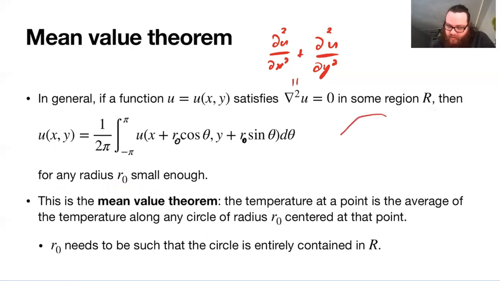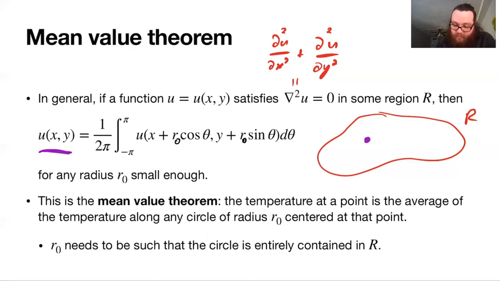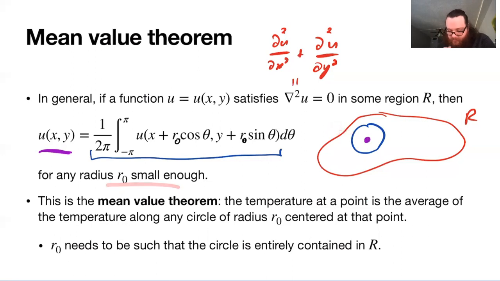Maybe I can draw a picture. Maybe this is our region R, and we have some function u that satisfies this in the region. What this is saying is that the value of u at a point is going to be the average of the value of u on the circle. And so you don't want the circle to be outside of the region, which is why it should be small enough. This statement holds true for these kinds of functions, which we won't prove. This is the mean value theorem for solutions to Laplace's equation, where the temperature at a point is the average temperature along any circle centered at that point.